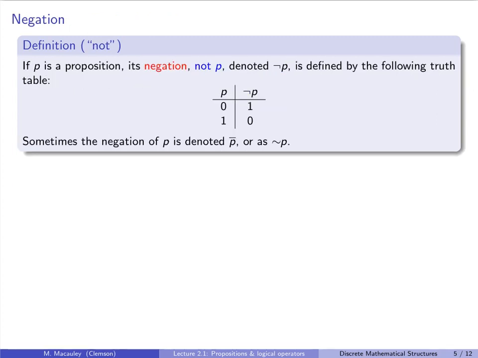Next, if P is a proposition, its negation, sometimes written not P, sometimes with the not capitalized, or denoted with this negation symbol in front of the P, is defined by the following truth table. If P is 0, not P is 1, and if P is 1, not P is 0. Sometimes the negation of P is instead denoted with a bar on top of P, or even a tilde in front of P. I think the tilde is used a lot if you're sending an email, because this negation symbol is not a standard character found on your keyboard, and the overline, while it's probably possible to do, is not standard formatting.